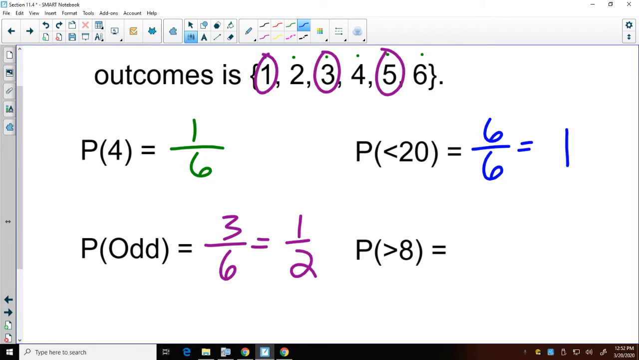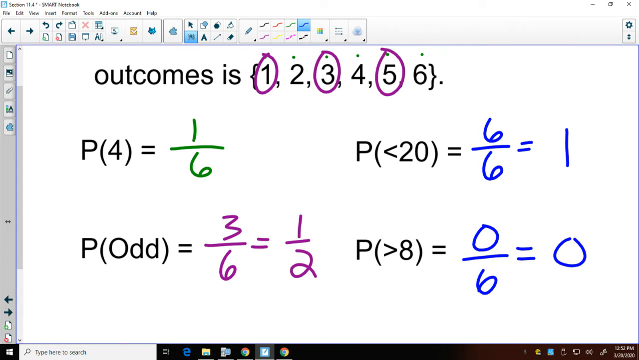All right, down here, rolling a number greater than 8. Well, if you look up there, how many numbers are greater than 8? None. So how many ways can that happen? None. Out of how many ways? 6. But do not leave it as 0/6. They want it to actually be 0. So what's the probability of rolling a number greater than 8? It is 0.